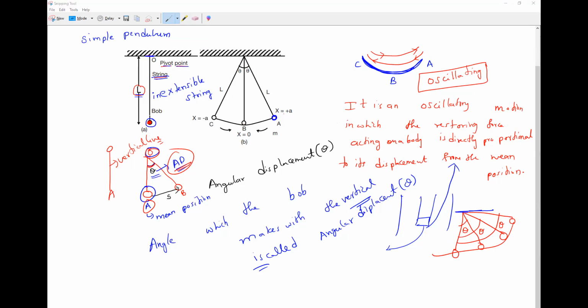So now what will happen if I make this angular displacement? It will keep on oscillating. Am I right or wrong? So if I take it to the A point and release it, it will go to the B point. From B point, again it will go to the C point. And again from C point, it will come back to B point. And again B to A, it will go. Imagine there is no air friction.